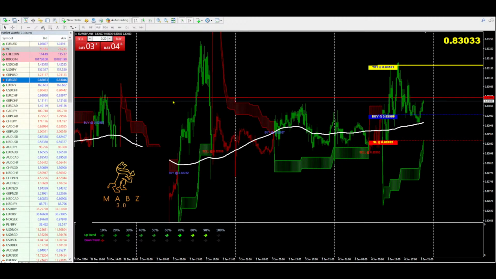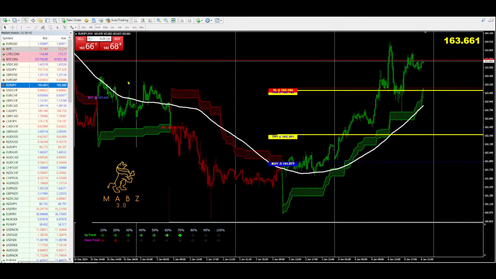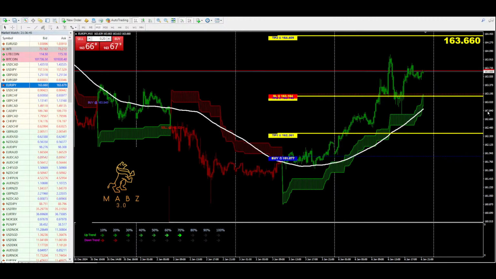Okay, here's another example, but I'm willing to look at a cleaner example, like this one here. This is the Euro JPY on the 15-minute chart. A couple of things I want you guys to see here. Number one, you always have to look at where you start. You look at where the price currently is in relation to the moving average.